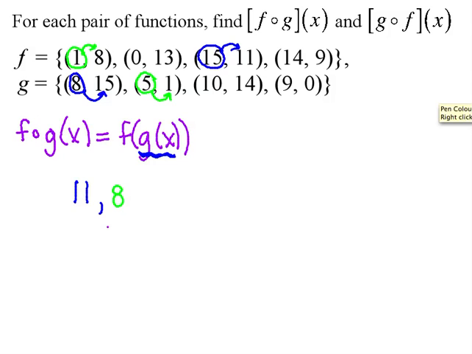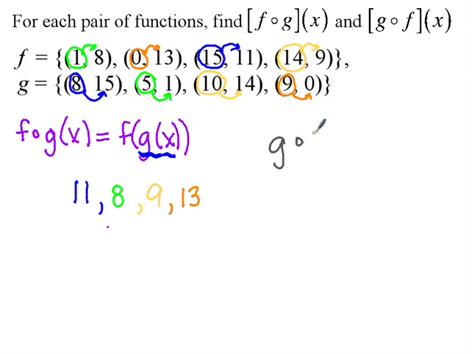My third answer, 10 takes me to 14. 14 takes me to 9. So my third answer is 9. What is the last one going to be? 13, because 9 takes me to 0. 0 takes me to 13. So now I'm going to do it backwards. I'm going to actually do it in reverse.